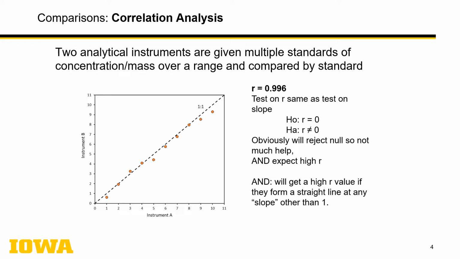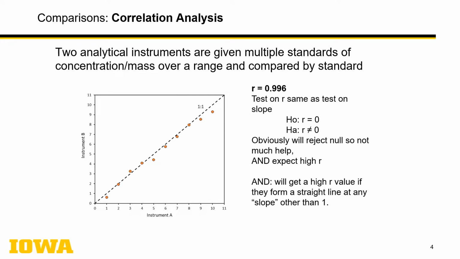So first of all, the R value we got out of this was 0.996. Wow, that's really close to 1. So we know that there is a strong linear relationship between them, but again, we expect it to be, right? We can also do a test on R, and again, we would expect to reject the null, which is R equals 0. Of course it's not 0. It should be very, very close to 1. And we expect, again, a high R.